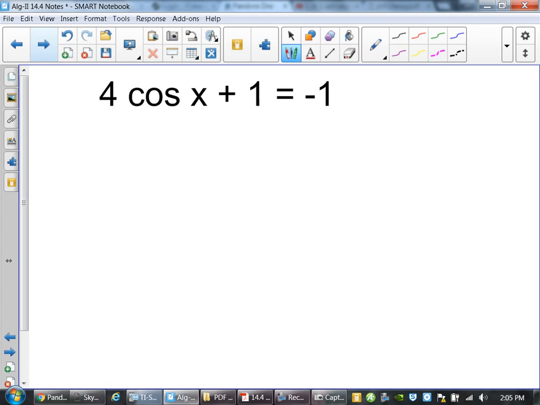Let's try this. 4 cosine of x plus 1 is negative 1. Remember, they replace these things all the time with x, theta, u, whatever. Potato.